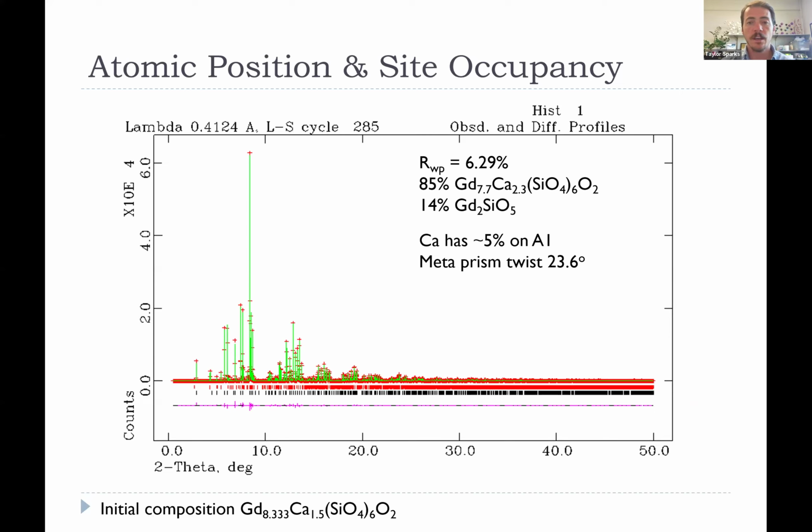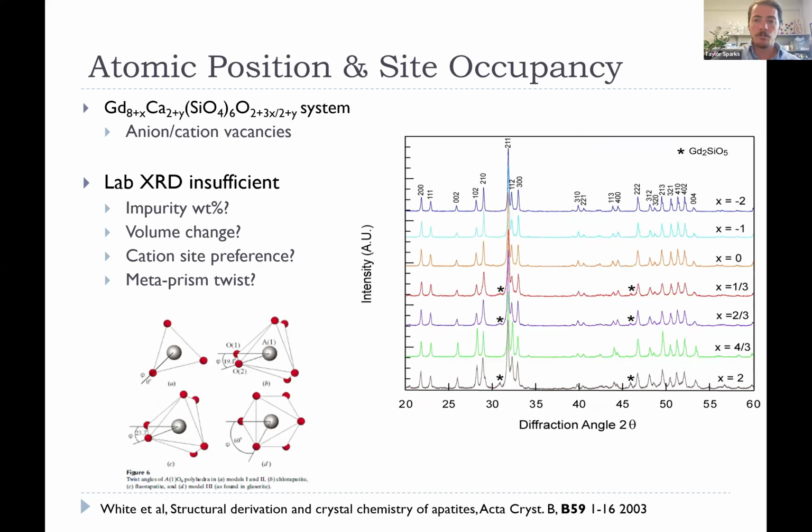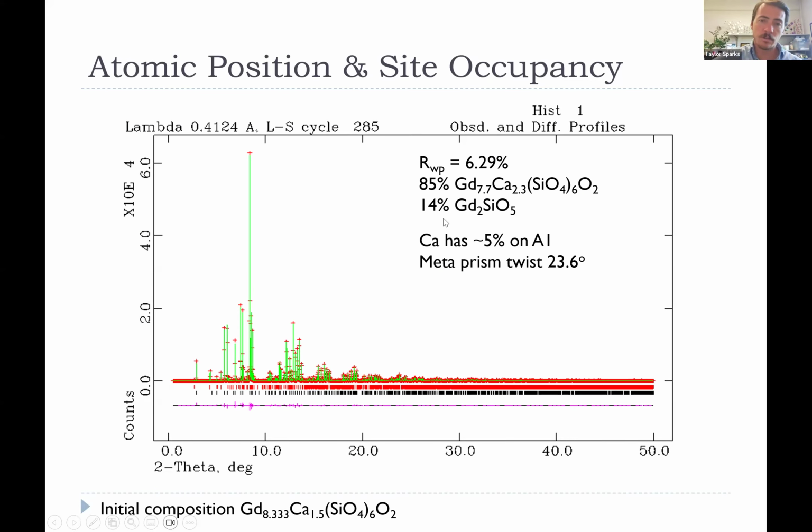There's 14%. It might have only looked like a little blip on your lab X-ray, right? You might have been tempted to say, oh, there's basically nothing there. But when you actually do a more careful measurement, you find, well, shoot, there was 14% there, which changes your overall chemistry, right? My initial composition was 8.33 to 1.5 calcium. But you see that some of the gadolinium and none of the calcium was taken up by this phase, which changed my overall ratio, which is something that you can now refine for.